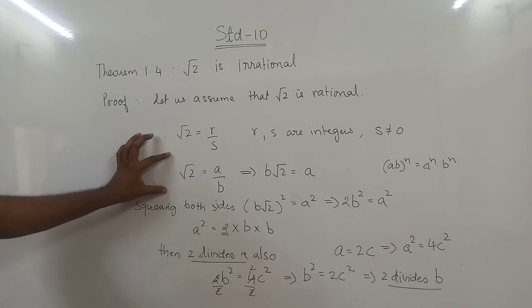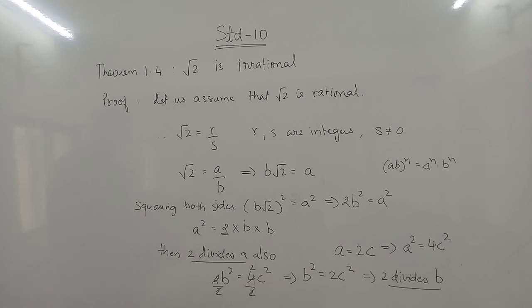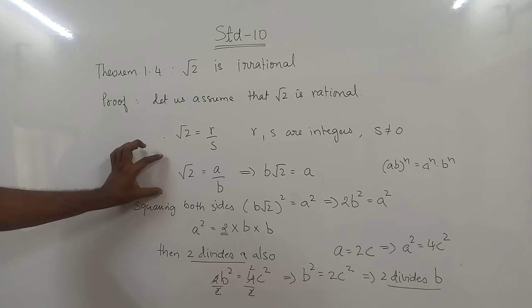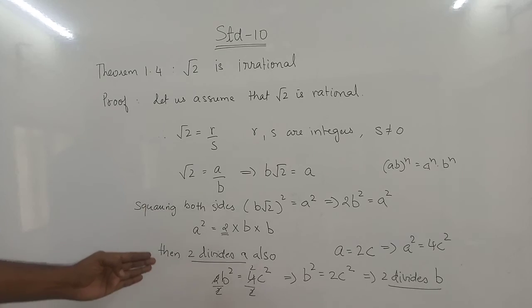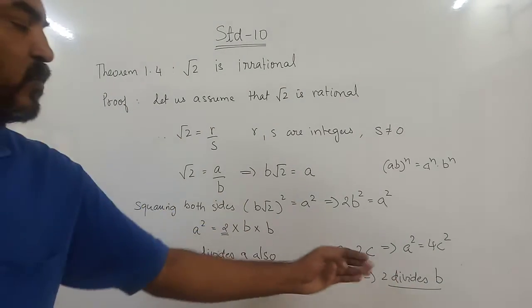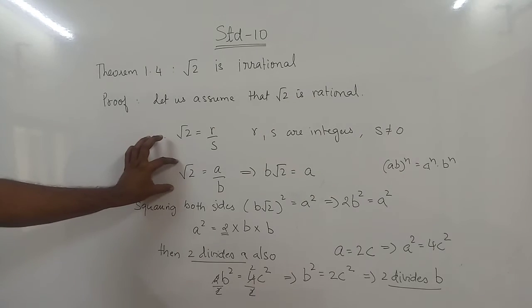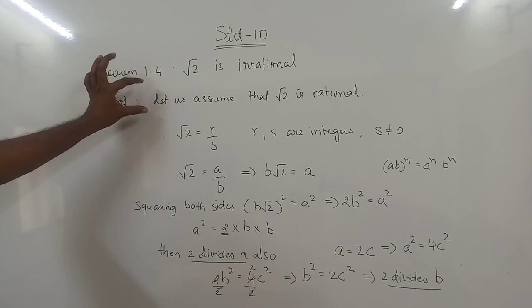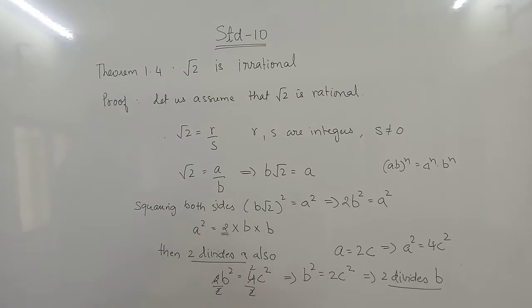But we had assumed that there is no common factor between a and b other than 1. Did we assume that? Here, when we took this, we showed there is no common factor between a and b other than 1. But now we are getting that 2 divides a and 2 divides b. So 2 is a common factor between a and b. So this is not possible. This is a contradiction, and this contradiction is because our assumption was wrong. So this assumption is false. So root 2 is not rational, but root 2 is irrational.